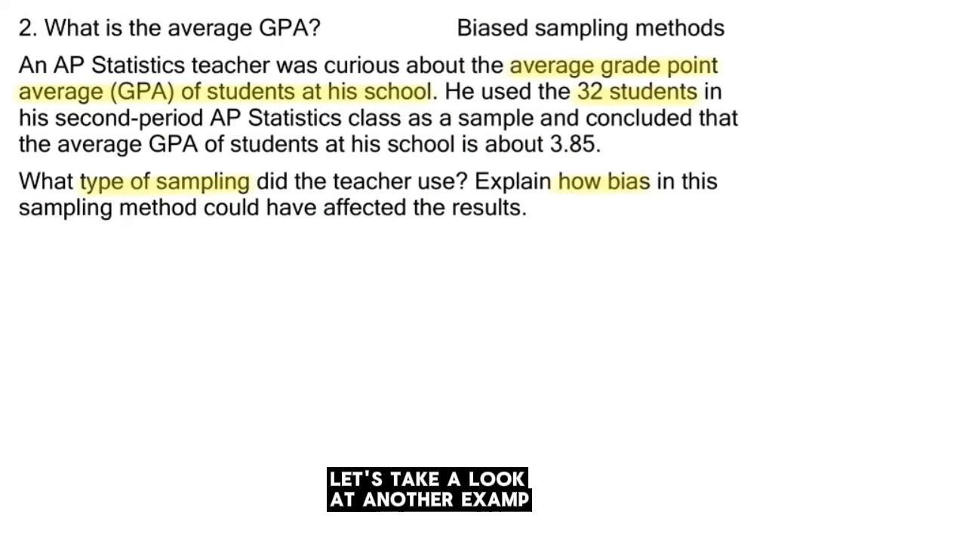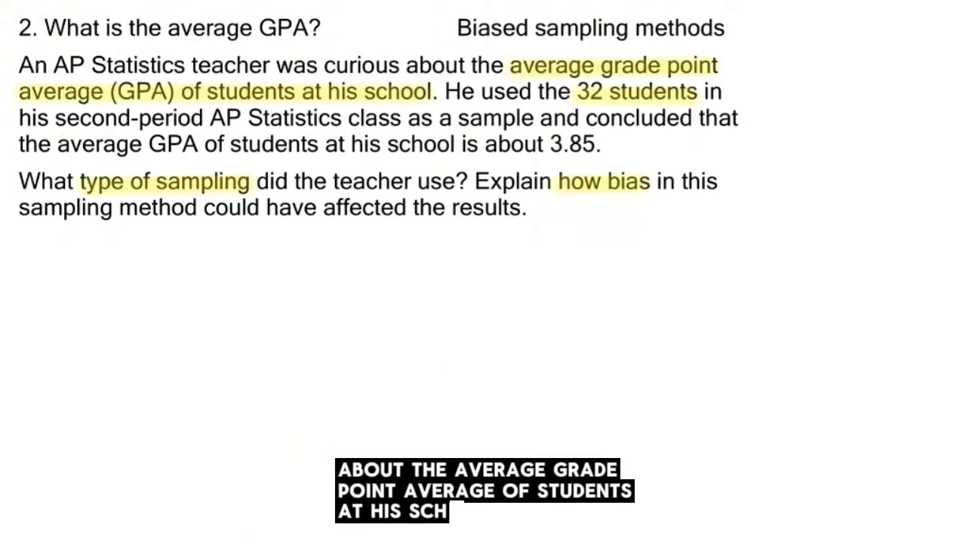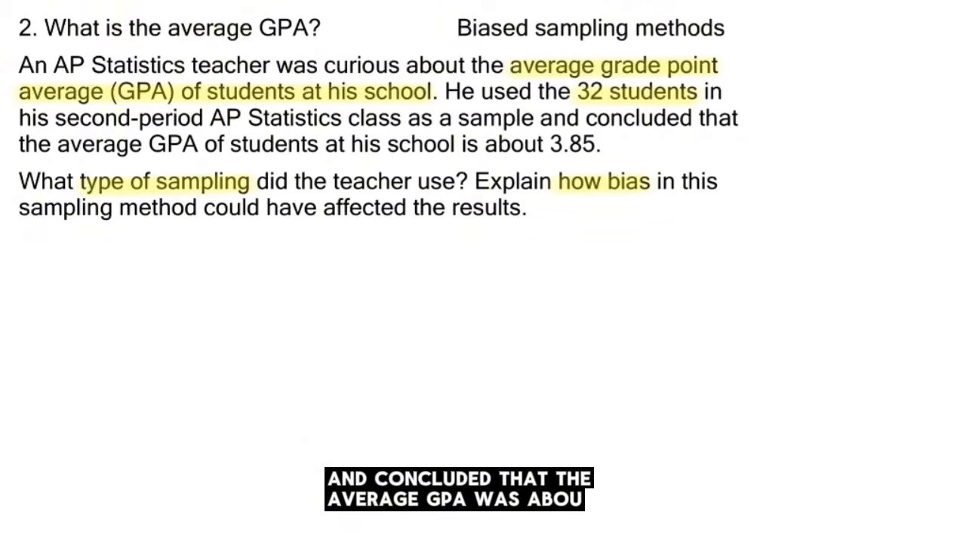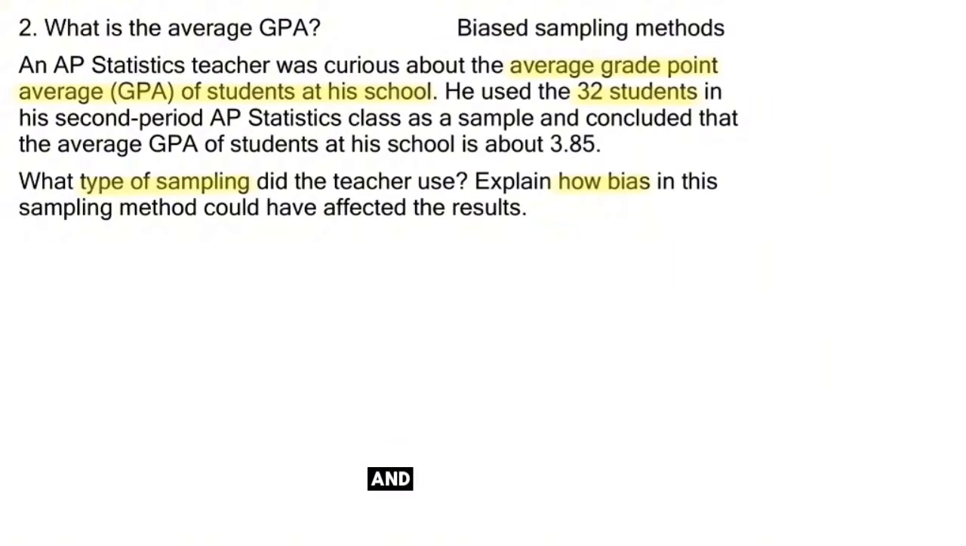Let's take a look at another example, though. What is the average GPA? An AP statistics teacher was curious about the average grade point average of students at his school. He used the 32 students in his second period AP statistics class as a sample and concluded that the average GPA was about 3.85. What type of sampling was used and how was there bias in this sampling method? How could that bias have been avoided, and why did it affect the results? So once again, pause the video, give it a shot, but here we go.